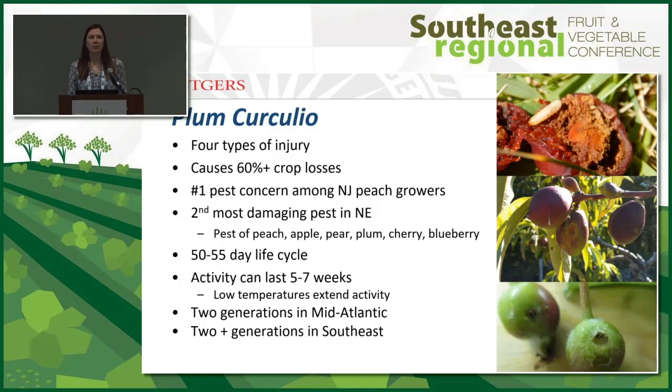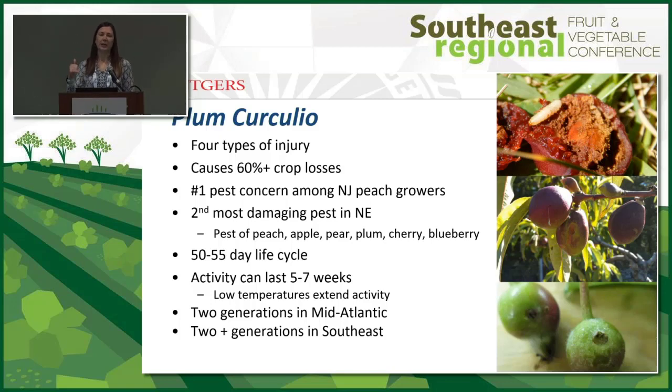So plum curculio causes 4 different types of injury. The adults will leave an egg scar, and that can deform the fruit and reduce its quality. And then, of course, we have the larval feeding inside after that egg laying. If a fruit has a larva inside of it, it can cause that fruit to drop. The tree will kind of excise that fruit, so you get direct damage from a fruit drop as well. And then you can also have larval contamination of that fruit at harvest.